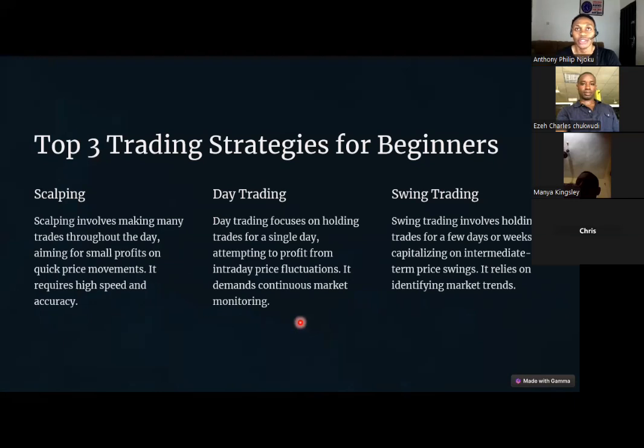Swing trading involves holding trades for a few days or weeks, capitalizing on intermediate term price swings. It relies on identifying market trends. Very, very crucial.